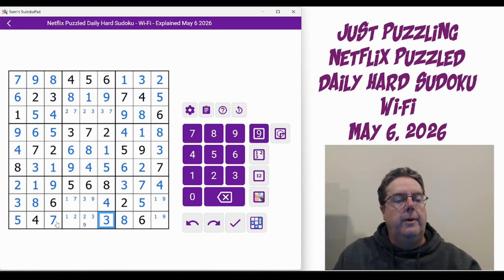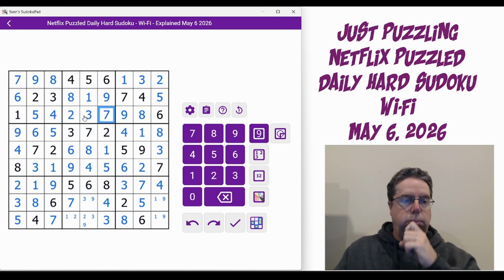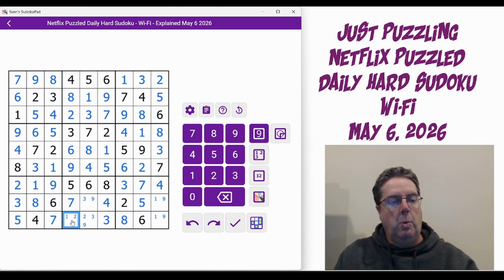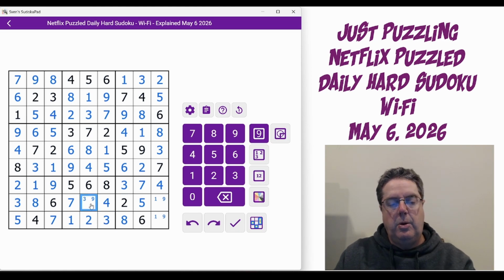Alright, 7 comes across here, 7 comes down here, so this is a 7 here. This can't be a 7, so it must be a 2. This can't be a 2, so it must be a 3. This can't be a 3, so it must be a 7. 2 can't be here, so this is going to be a 1. 2 comes across here, so 2. 3 comes up here, so 9. 9 comes across here, 1, leaving this to be a 9 here.